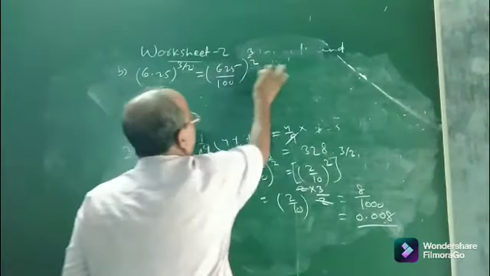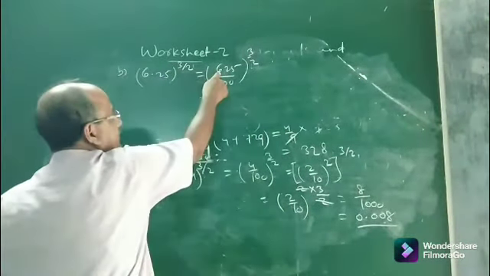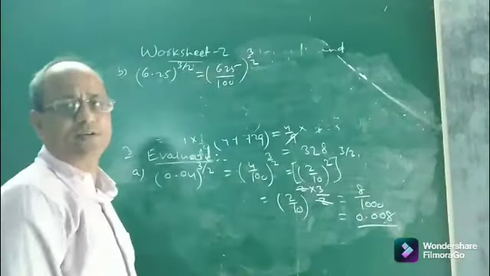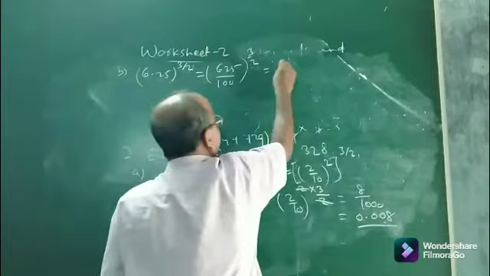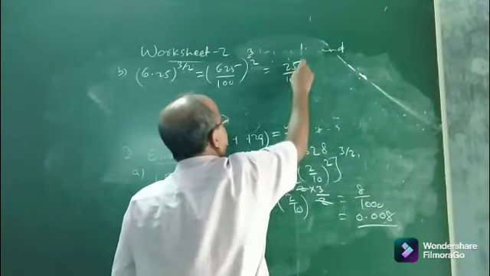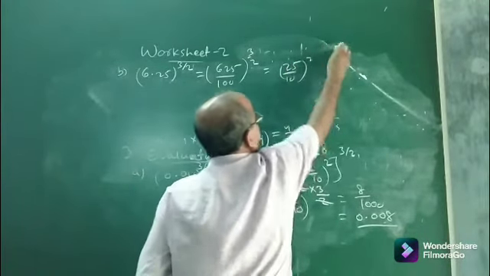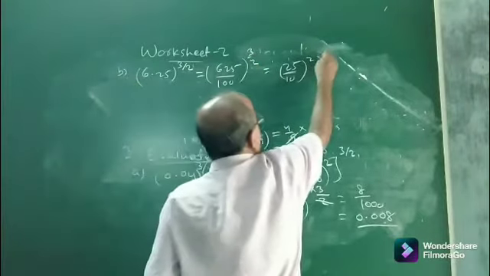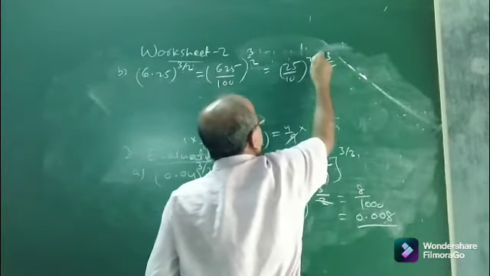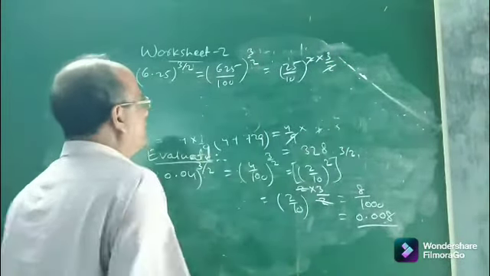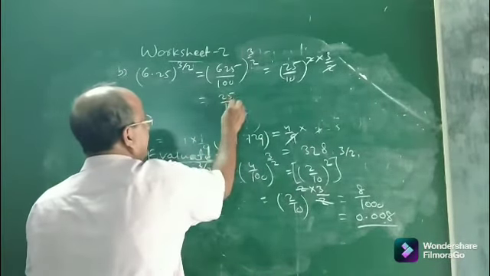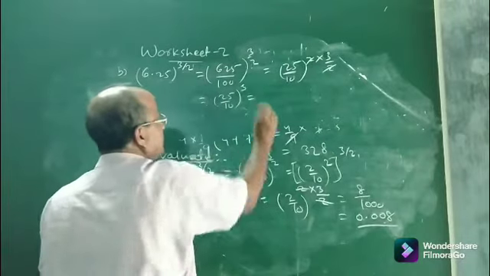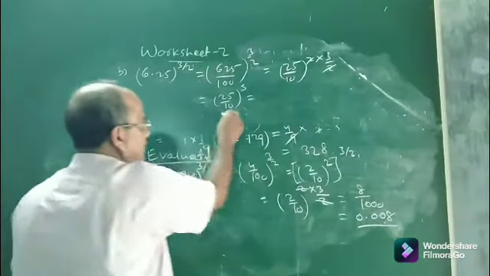Okay. Now this is 625. It is the square of 25. 100 is the square of 10. That means it will be 25 by 10 whole square. And this 3 by 2 will be multiplied. Now 3 by 2, 2 cancel. So it will be 25 by 10 whole cube. What will be the answer?